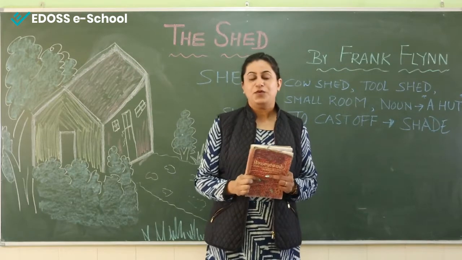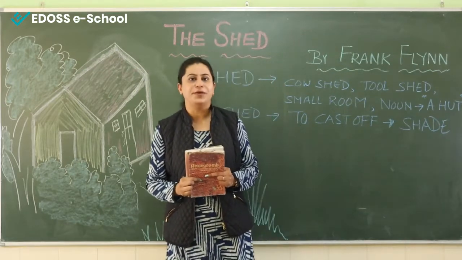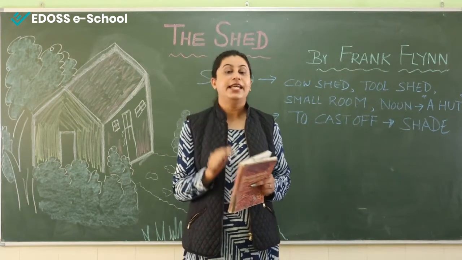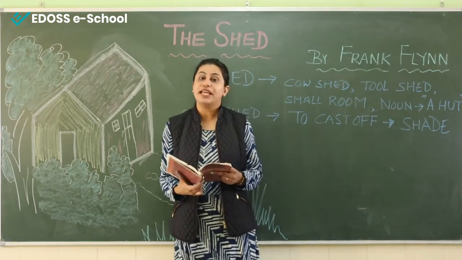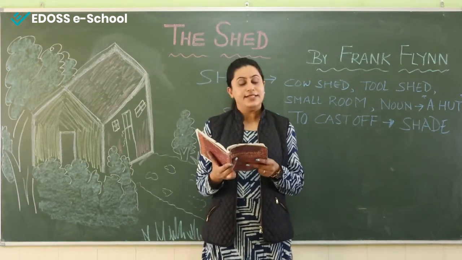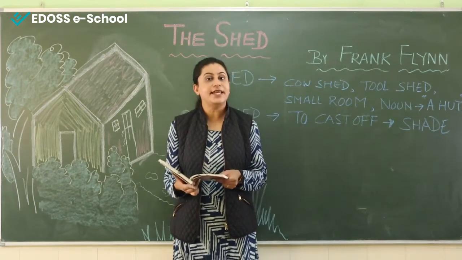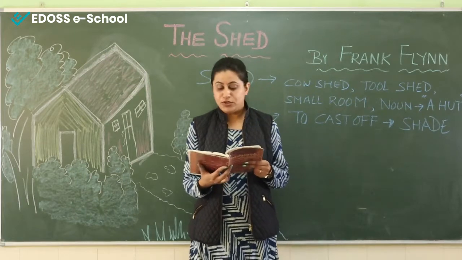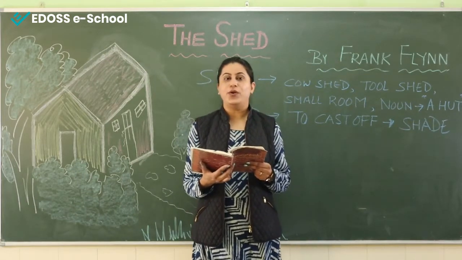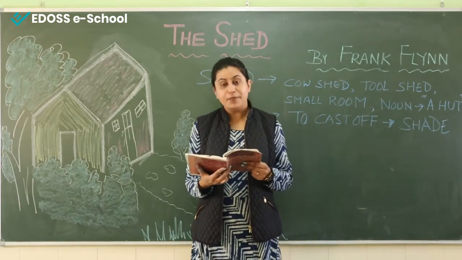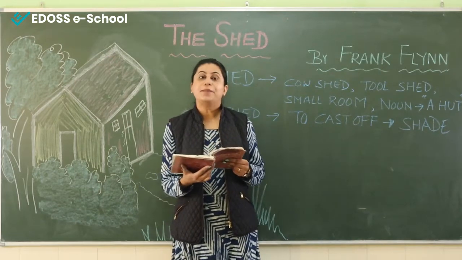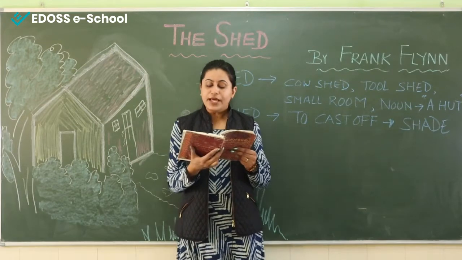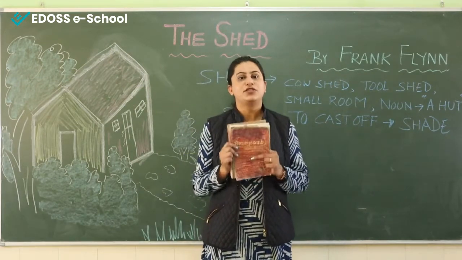Now, what do we learn from this poem? In this poem, one thing is highlighted in every stanza, and we have to focus on that. In stanza 1, the last line he says, I'll open that door one day. Stanza number 2, I'll peep through the window one day. Stanza number 3, I'll take a peek one day. And at the last, I'll go into that shed one day soon.